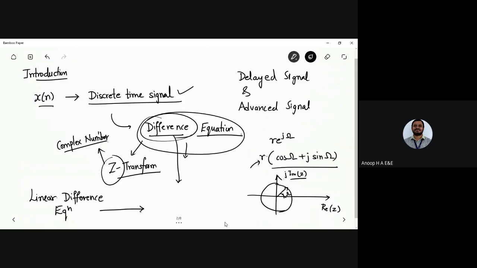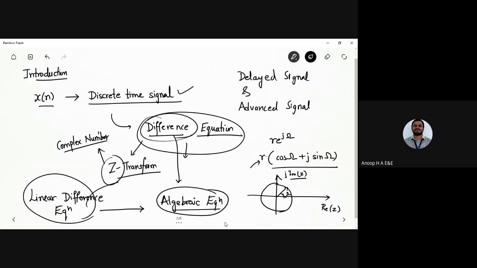I need to model it in terms of the algebraic equation here. This algebraic equation, which is obtained from the linear difference equation, I need to transform from the discrete time domain using the Z transform approach, right? So now any discrete time system can be written in terms of an algebraic equation, and to solve it easily, we need to go for the Z transform approach.